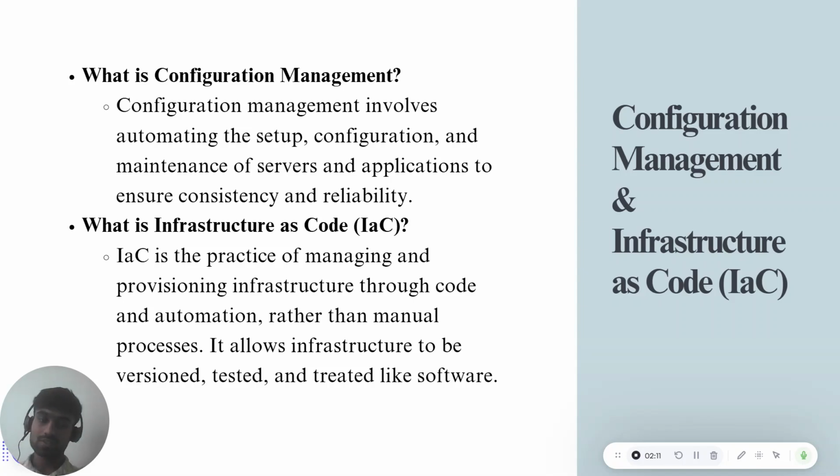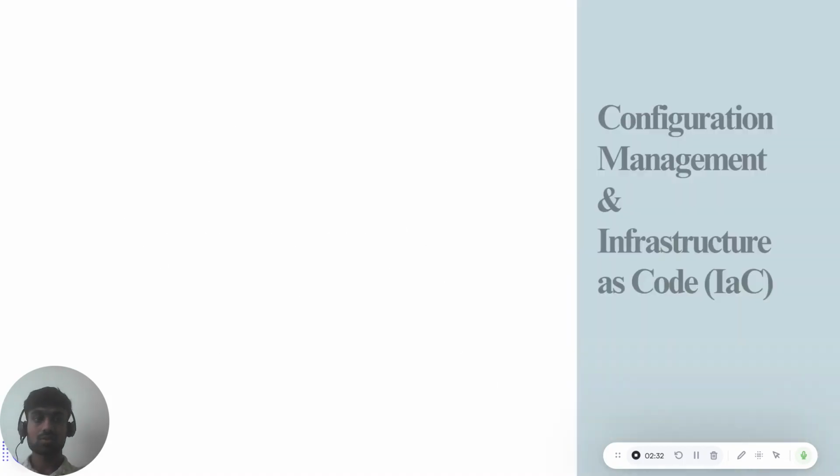Then what is infrastructure as code? It is a practice of managing and provisioning infrastructure through code and automation. It doesn't rely on manual processes. It allows infrastructure to be versioned, tested and treated like software. So this is what configuration management and IaC mean.